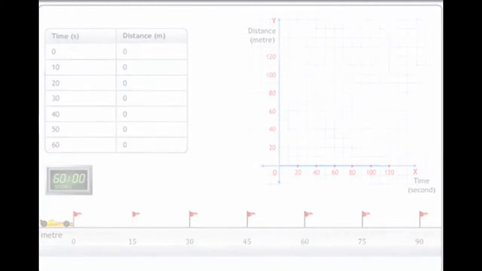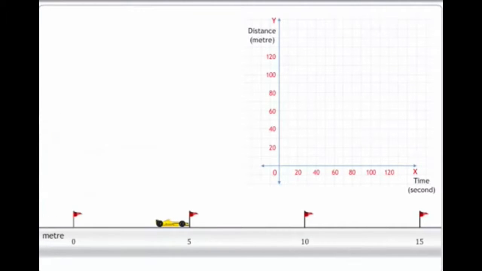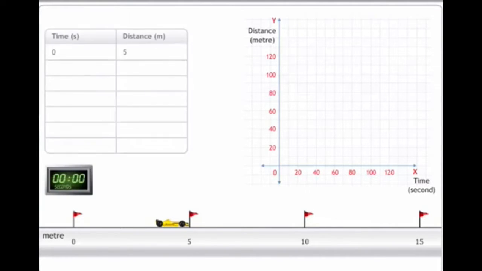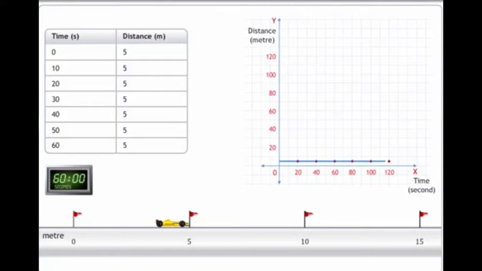However, consider a situation where the body has already traveled a distance of 5 meters. When we start analyzing data on its movement, it means that the body is at 5 meters at 0 seconds. If the body continues to be at the same position for the rest of the time, then the graph is a straight line parallel to the X-axis.